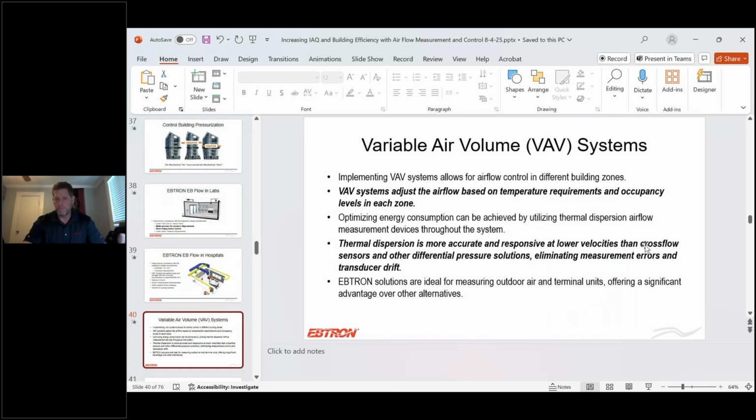Variable airflow systems, there's a couple ways of doing this, right? You're adjusting the airflow rate based on the temperature requirements and occupancy levels in each zone. Thermal dispersion is more accurate and responsive at the lower velocities, as we talked about before.